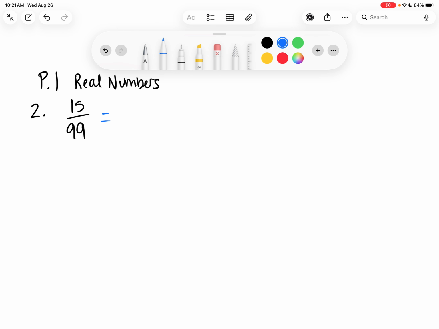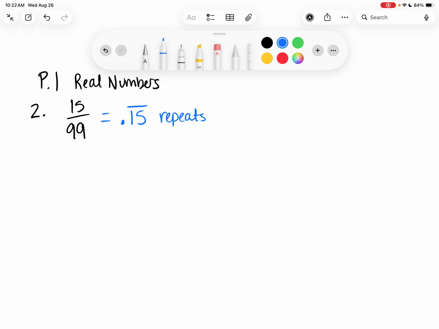All right, 15 over 99. If it repeats, just tell me what it is. Tell me where it repeats, and we'll just say that it's repeating. It repeats. 0.15 repeating. Yeah. So this is how we would write it numerically. It is a repeating one, so we can just say that.